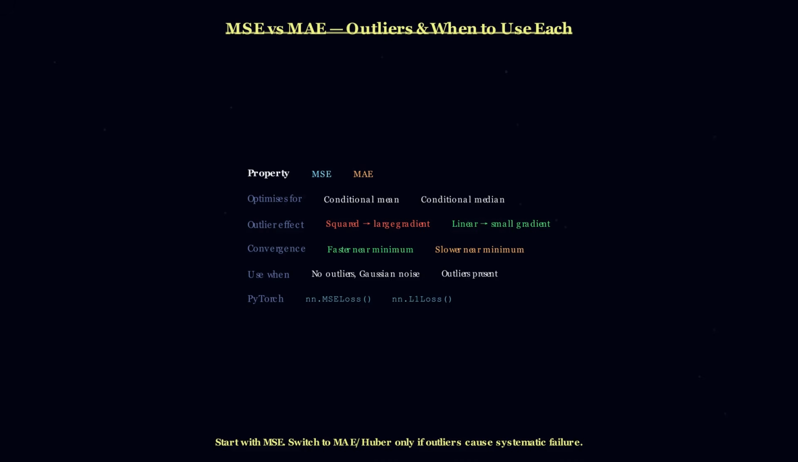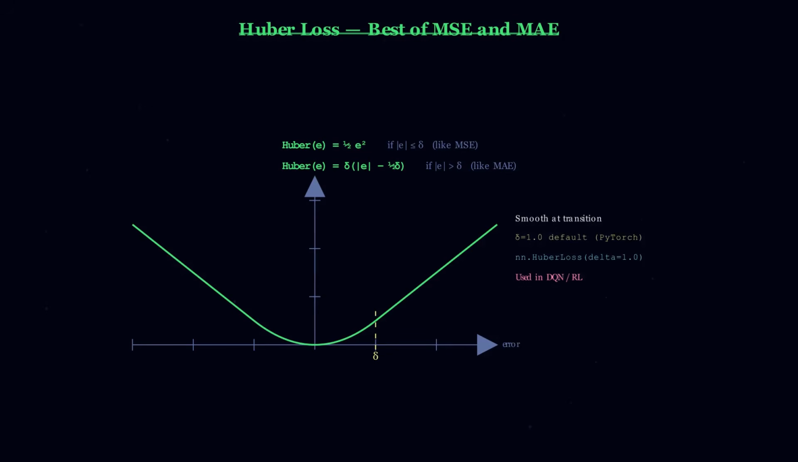Neither loss is strictly better. Task and data distribution decide. Huber loss, the best of both MSE and MAE combined. Huber loss switches between quadratic and linear based on a threshold delta.